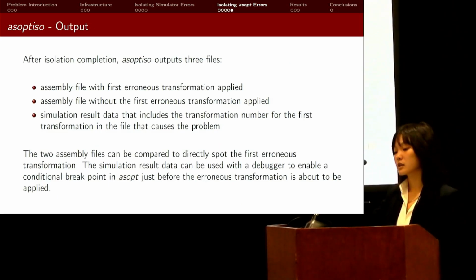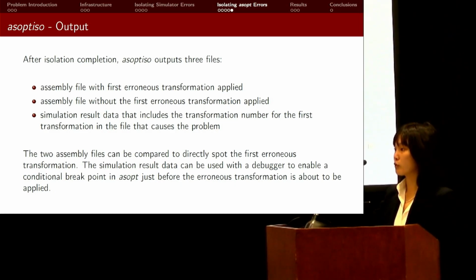So after isolation completion, ASOPT-ISO outputs 3 files: an assembly file with the first erroneous transformation applied, an assembly file without the first erroneous transformation applied, and a simulation result data file that includes the transformation number for the first transformation in the file that causes the problem.